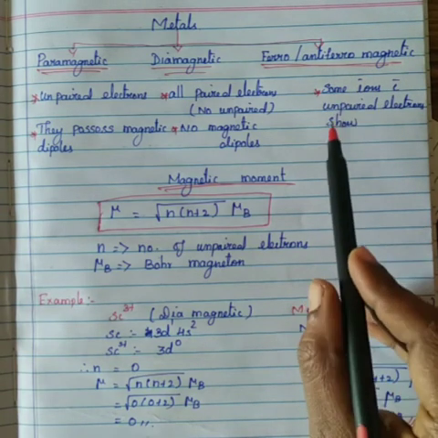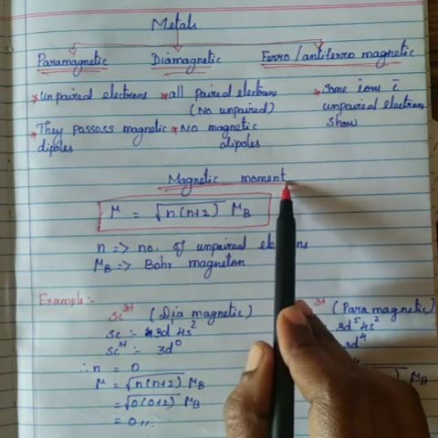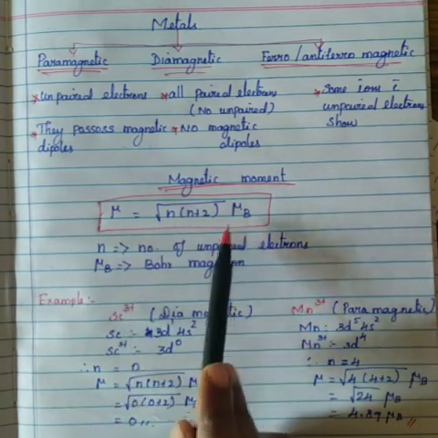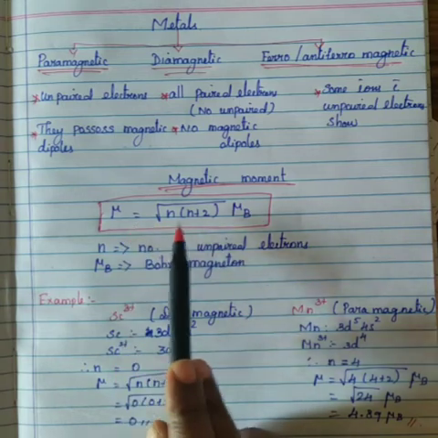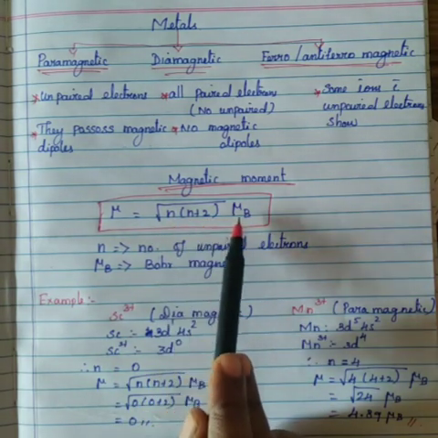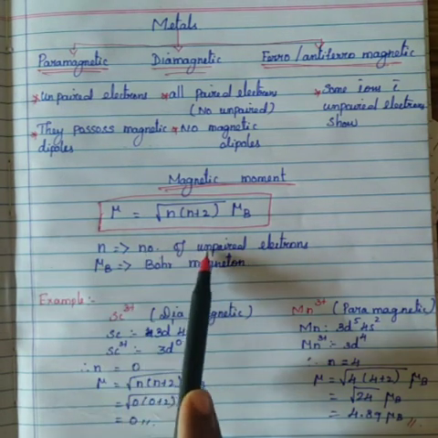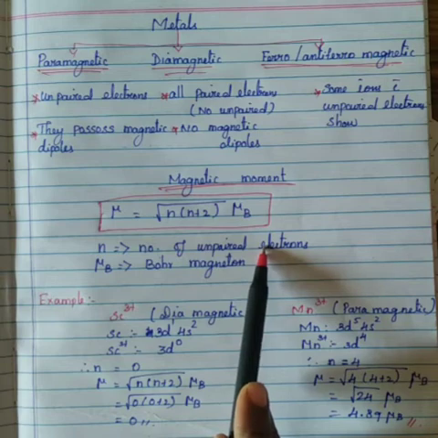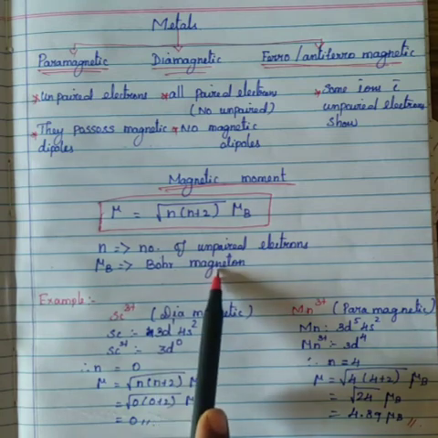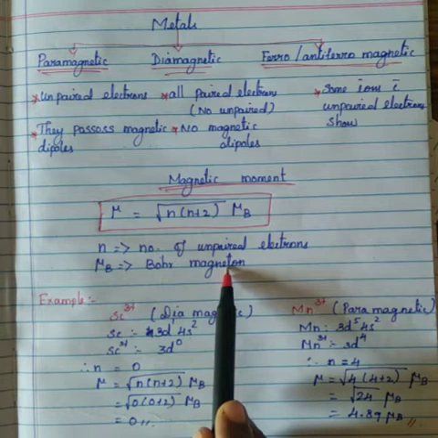These magnetic properties of the metals can be found by the magnetic moment. To find the magnetic moment of the metals, this is the formula: mu equals root of n into n plus 2 Bohr magneton, where n is the number of unpaired electrons present in the metal. So the magnetic moment unit is Bohr magneton.